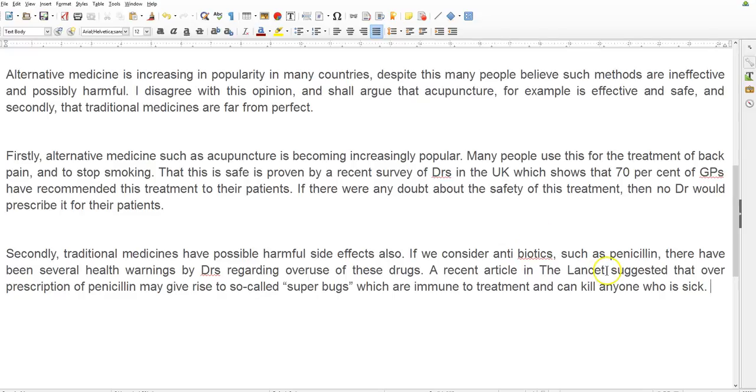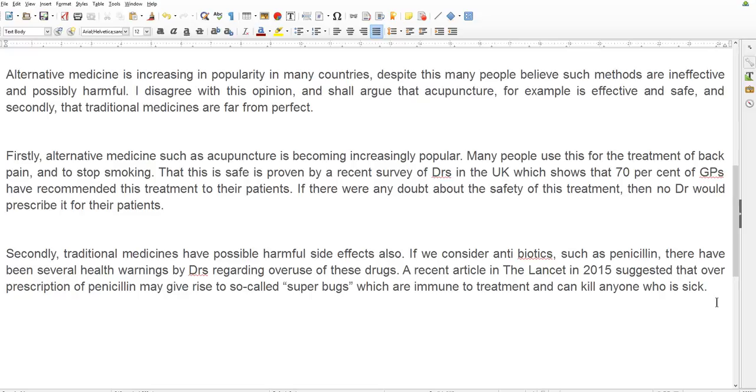Recent article in the Lancet, make it more specific, in 2015. Immune to treatment and can kill anyone who is sick. Okay. Again, it's not perfect, but we haven't got time for this here. When you're writing, you're under serious time constraints, so it doesn't have to be perfect, really.